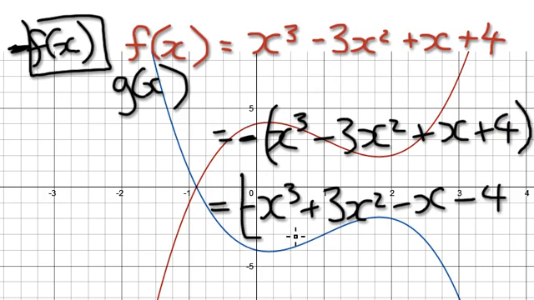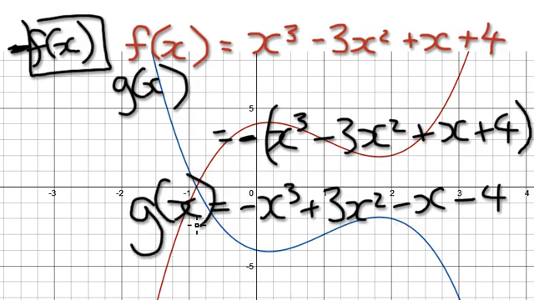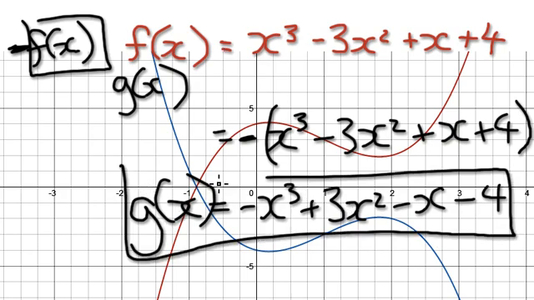So the equation of the blue line, g of x, which is a reflection of f of x, is given by this.